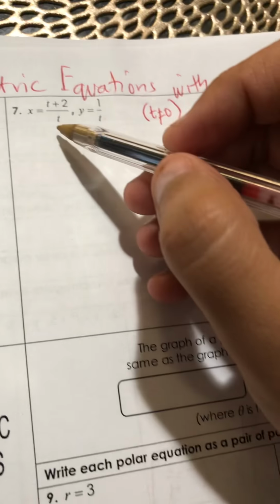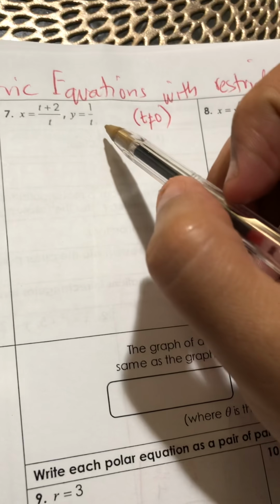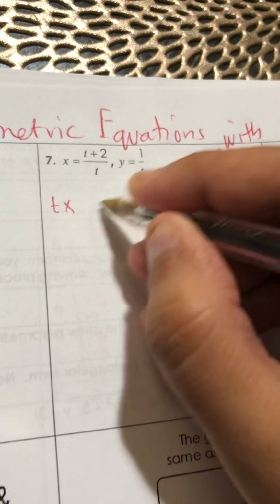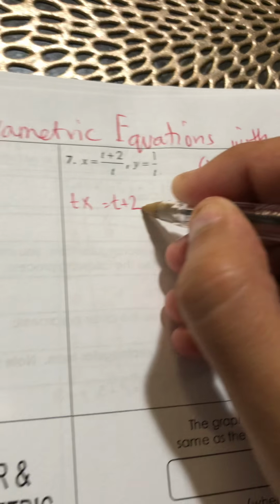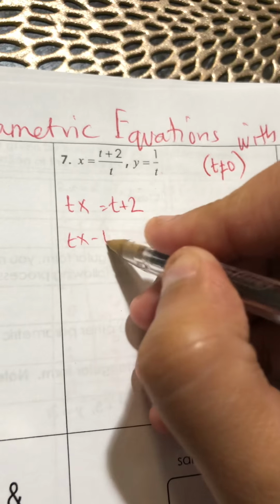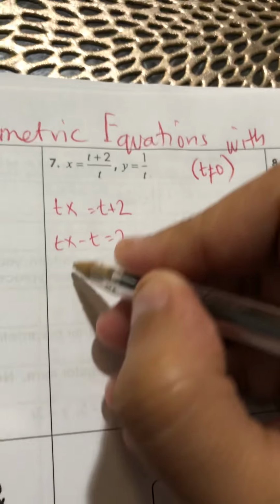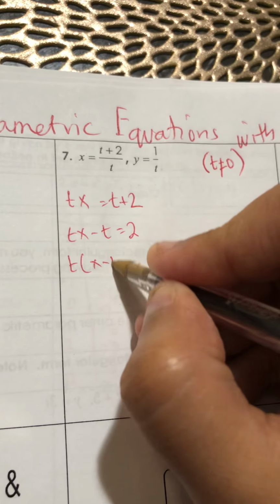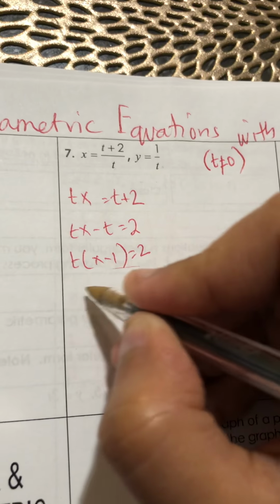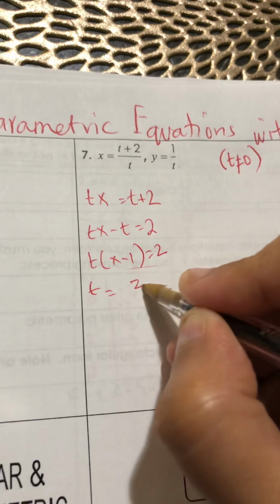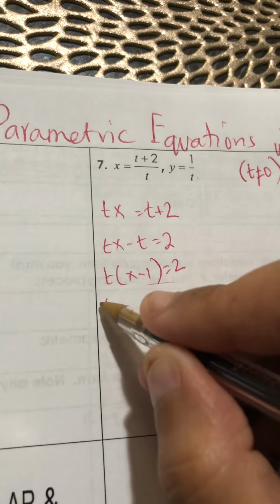So what we have to do is solve for t. I'm going to start with this. It becomes tx equals t plus 2. I multiplied by t. Subtract t on both sides: tx minus t equals 2. Factor out t, I get t times x minus 1 equals 2. Divide both sides by that factor. I get t equals 2 over x minus 1.